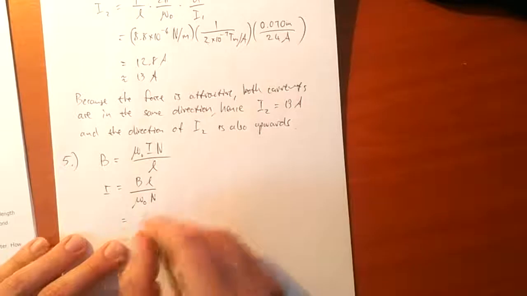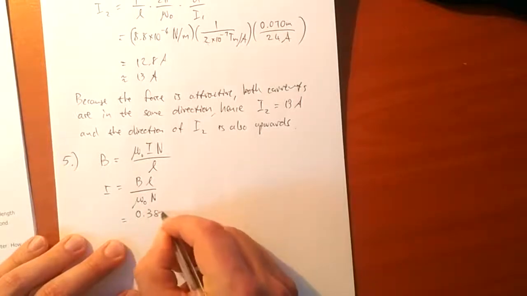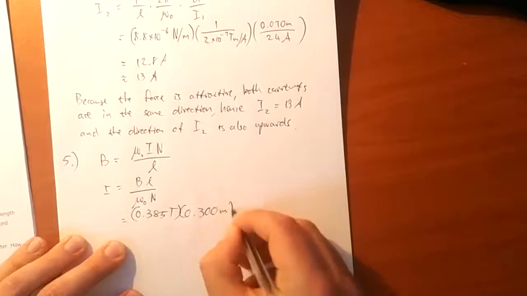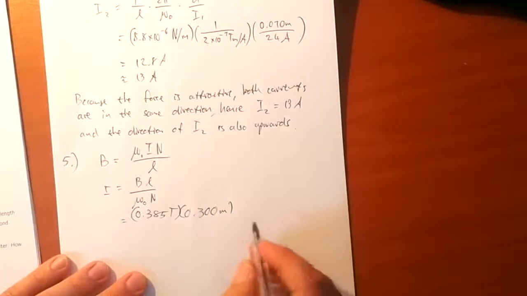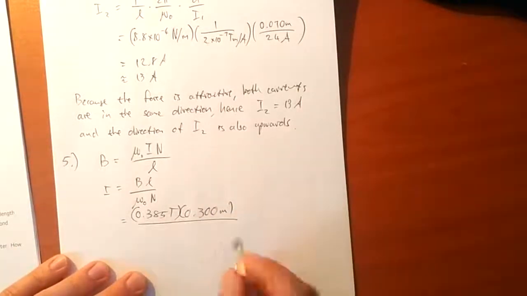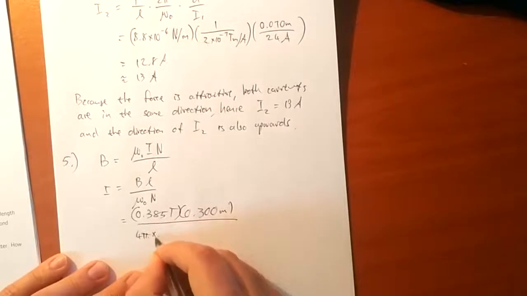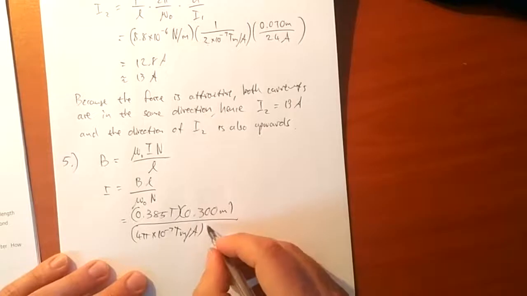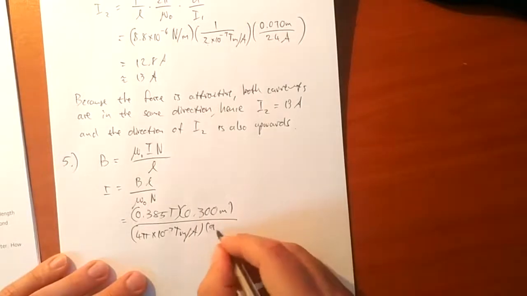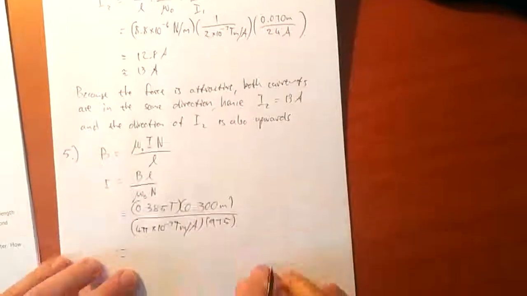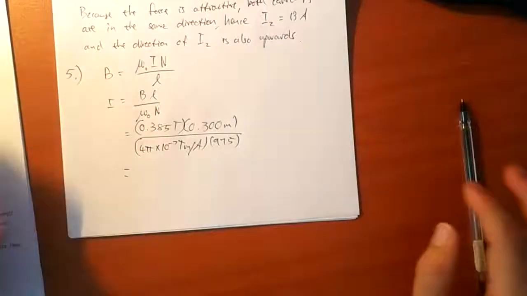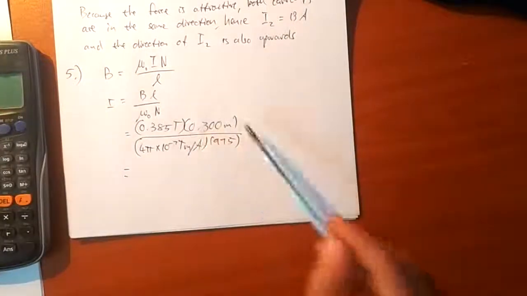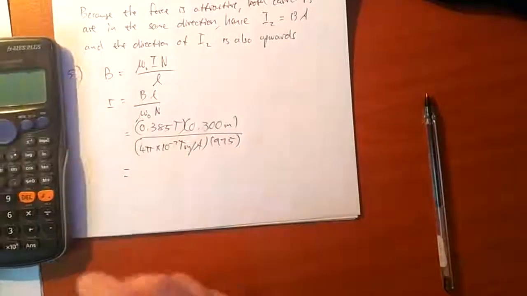And now it's just a simple case of substitution. 0.85 Tesla, 0.300 meters. We just substitute everything they give us. 30 centimeters, yeah, that's correct. mu0, this is 4 pi times 10 to the minus 7 Tesla meters per ampere. And the amount of turns is dimensionless, that's just 975. Okay, and we just calculate that, and that'll give us amperes. You're going to check the units. All that's left when they cancel is amperes as well.